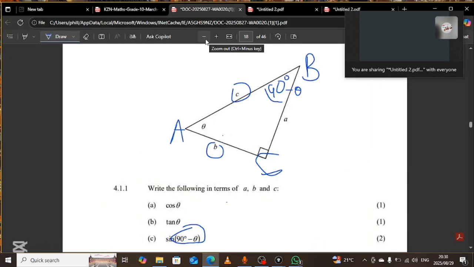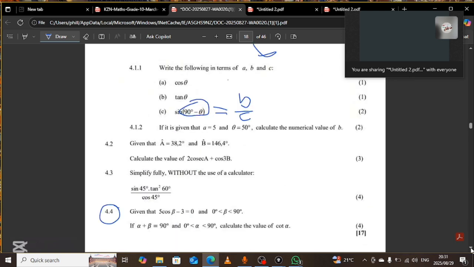Okay. So what is sine of 90 degrees minus theta? It's sine of angle B, right? What is sine of angle B? It's going to be B over C. So your answer here is supposed to be B over C. Now, we're given that A is 5 units and theta is 50 degrees, right? Now, calculate the numerical value of B.